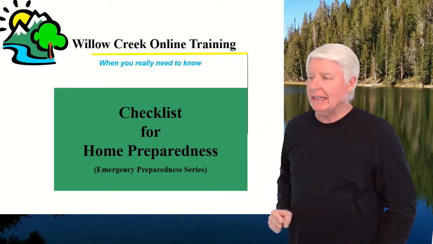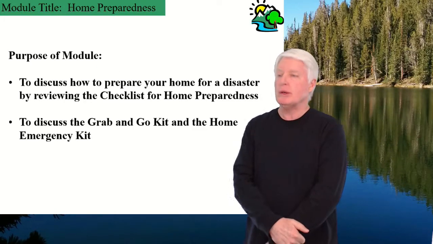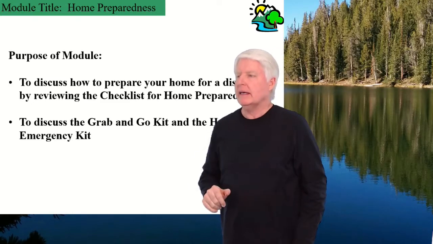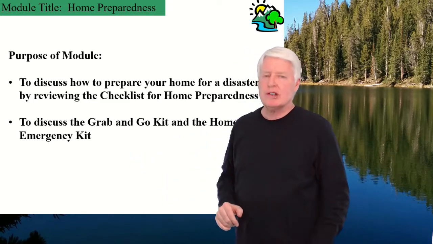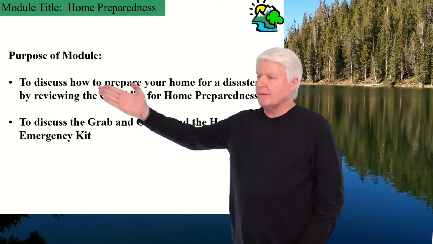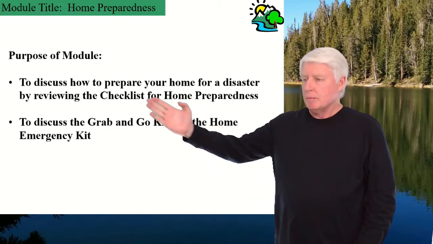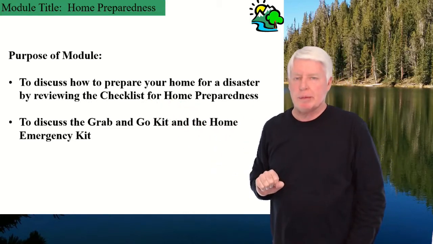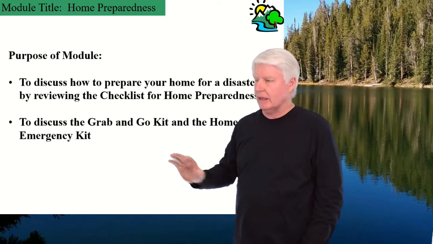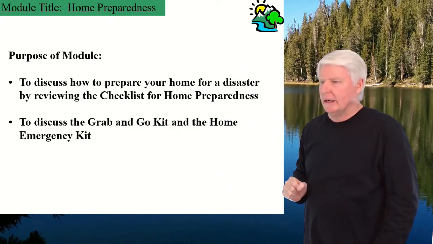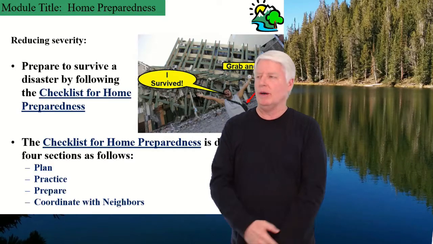Today's module is entitled Checklist for Home Preparedness. So this is pretty important. This is fundamental. These are the fundamental elements that you must have for all of these potential disasters. The purpose of this module is to discuss how to prepare your home for a disaster by reviewing the checklist for home preparedness. So we have a little checklist you can follow. If you do all these things, you'll be good to go. To discuss the grab and go kit and the home emergency kit, we're going to discuss that also.